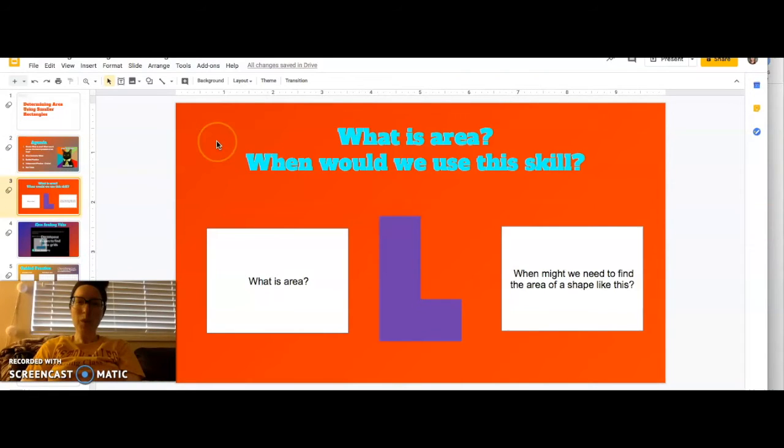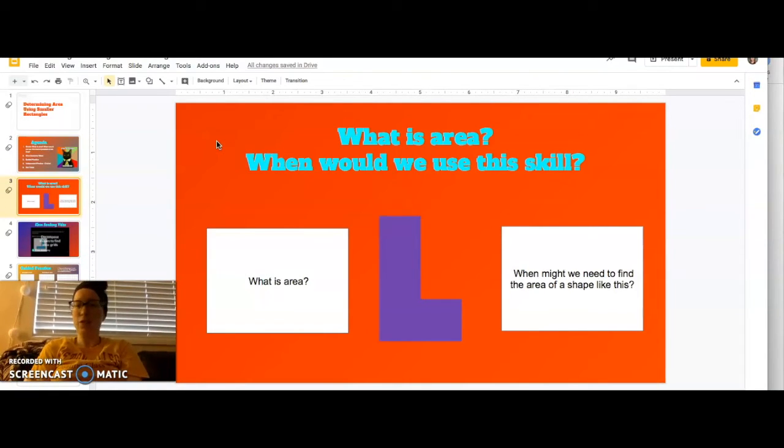So what is area? When would we even use this skill? So I want you to think to yourself, think back to the beginning of the year or earlier in our virtual lessons. What do you already know about area? Remember, this is not perimeter. I'm asking you about area.